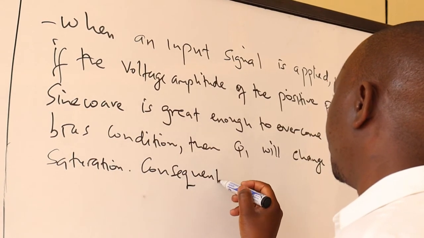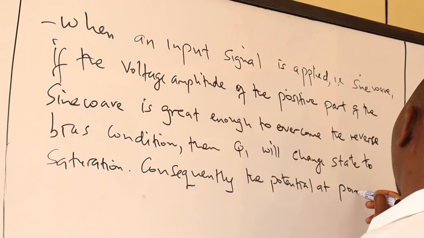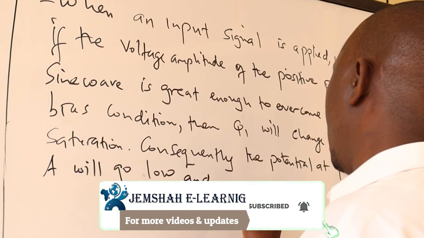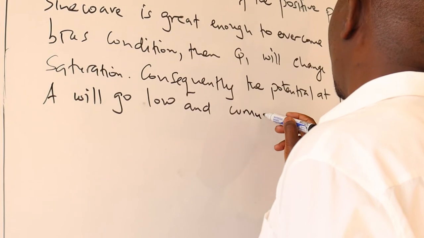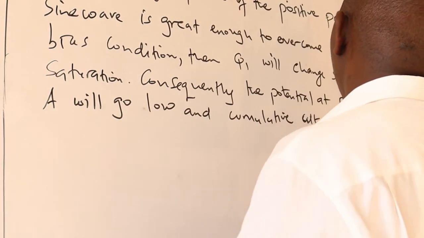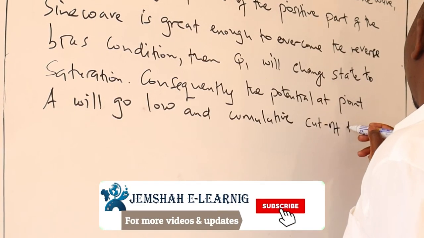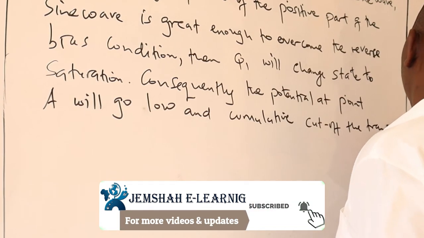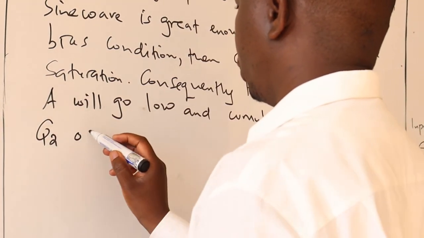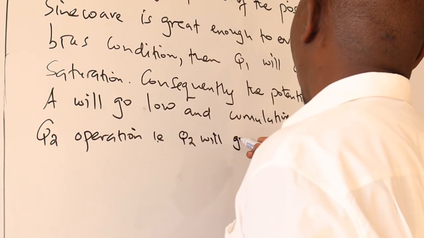Consequently, the potential at point A will go low and cumulatively cut off the operation of transistor Q2, i.e., Q2 will go off.